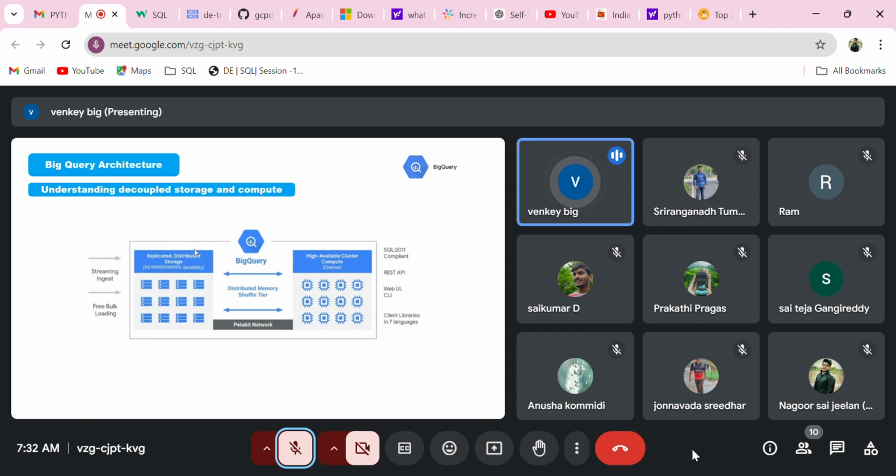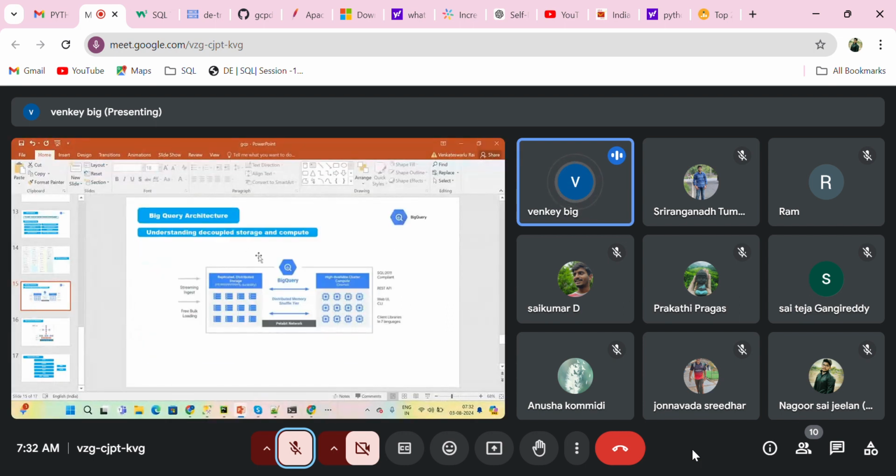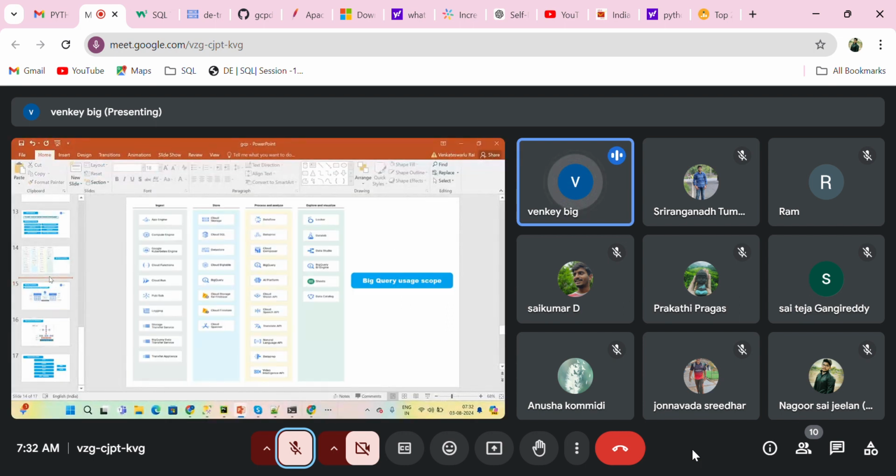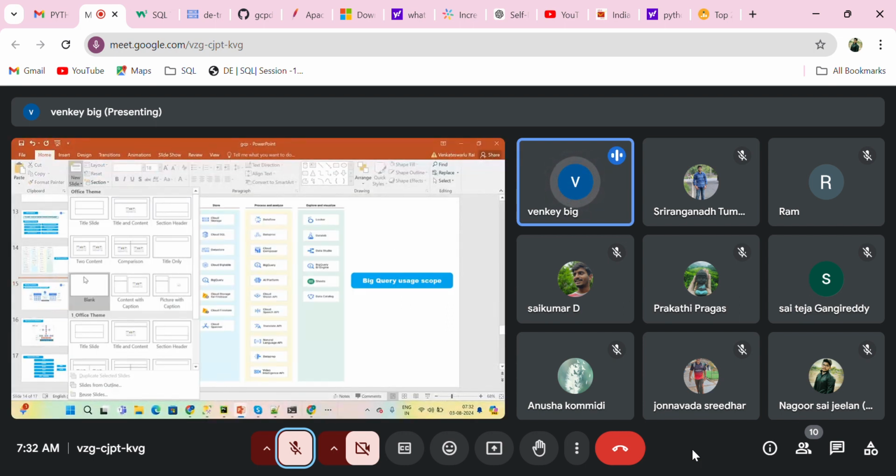It is not your GCS. Be very, very clear. Your BigQuery and your Bigtable will have a different kind of storage system. We'll come to that at a later point, but we need to understand decoupled storage and compute first. Okay, so what do I mean by that? Let us understand that part quickly.